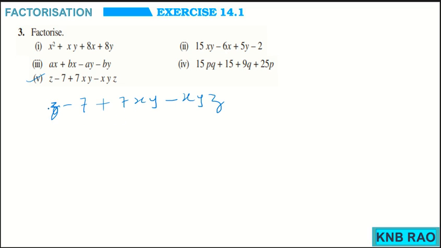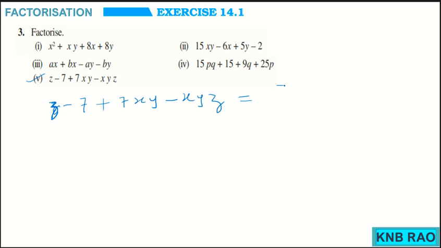Here z and minus 7 does not have any common, but minus 7 and 7xy have common. Minus xyz and this 7xy also have got common. Now, what to regroup, how to regroup is the question. Always remember, whenever I am regrouping, I will see that there is something common in them.